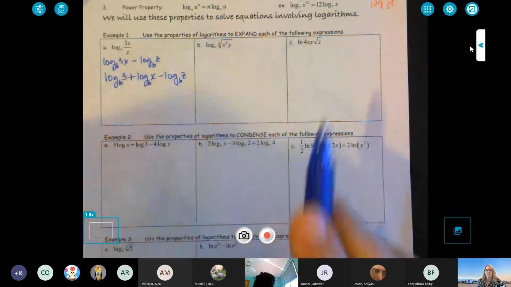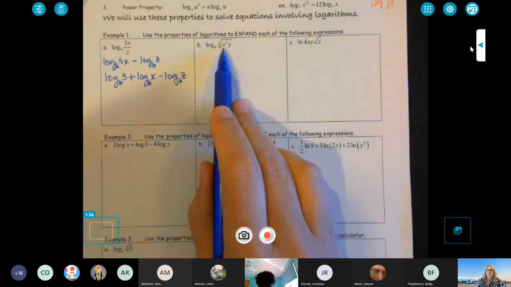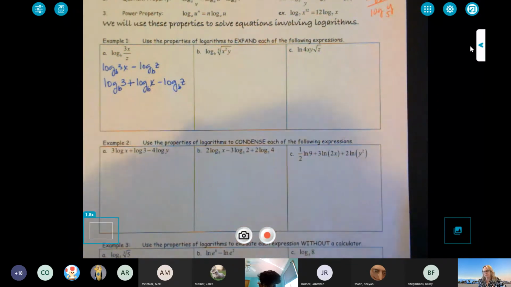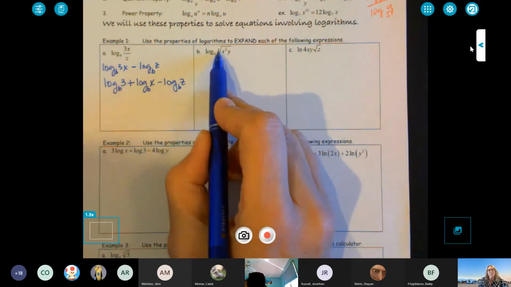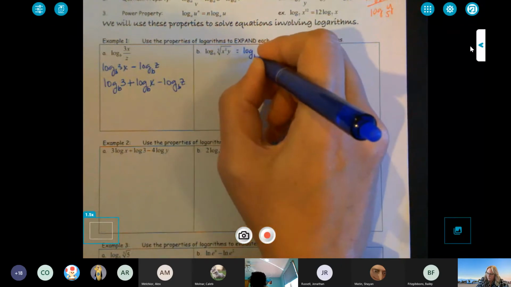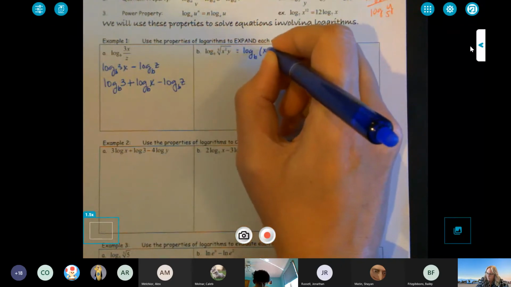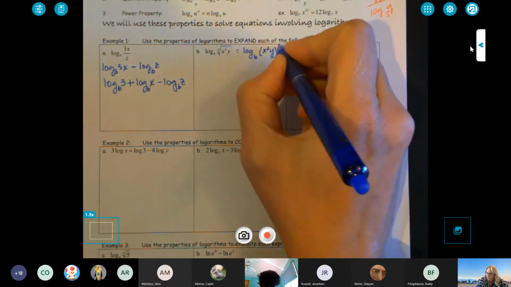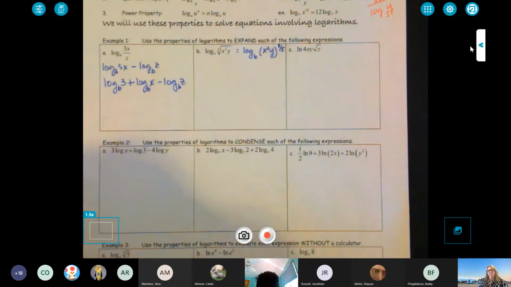So let's take a look at this one right here. Now some of you, again, I don't know when you did it, I don't know if you did it last year as freshmen or in Algebra 1, but some of you are having problems with changing roots to rational exponents. So for those of you who don't remember, if you take the 5th root of x squared y, that's the same thing as raising it to the 1/5 power. So square root is 1/2 power, cube root is 1/3 power, fifth root is 1/5 power. You get the idea.